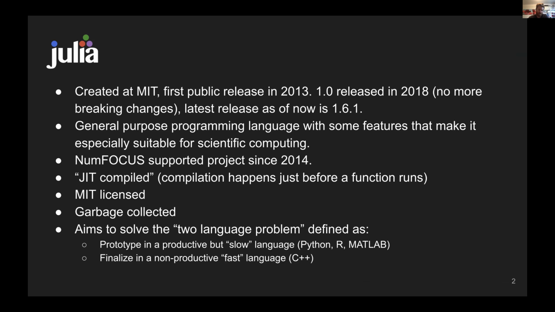And one aim it has is to solve this sort of two-language problem, which is kind of defined as, you make a prototype in a productive language, but maybe it's a bit slow. And then when that works, you re-implement the whole thing in a fast language like C++ or something. So then you're basically doing the work twice. So the idea of the Julia language is that you should be able to do this whole process in just one language.